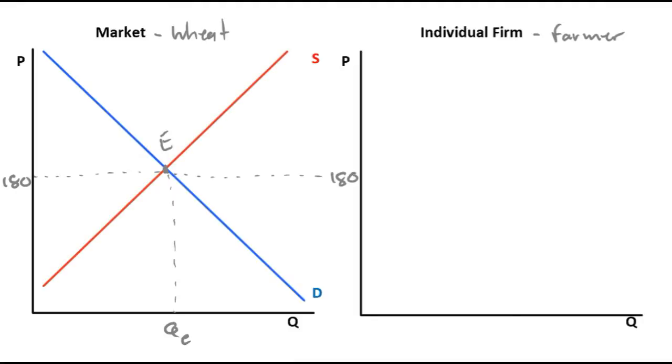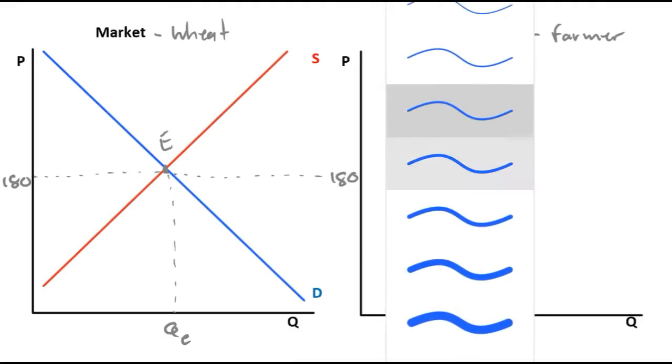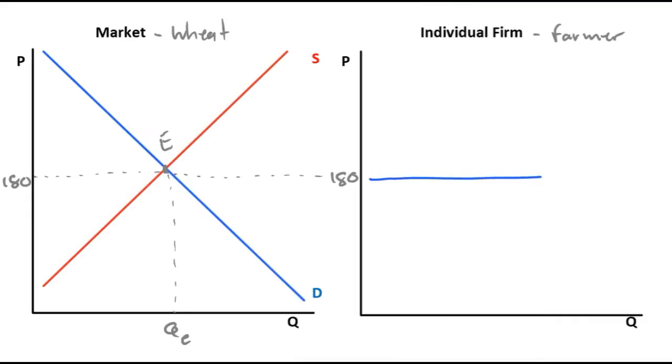open market. What this means is you can't sell it for more, because if somebody tried to sell it for more, no one would buy your product. And you wouldn't want to sell it for less either, because you could sell all the product you could for $180.